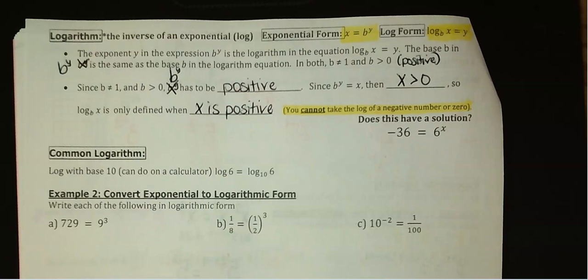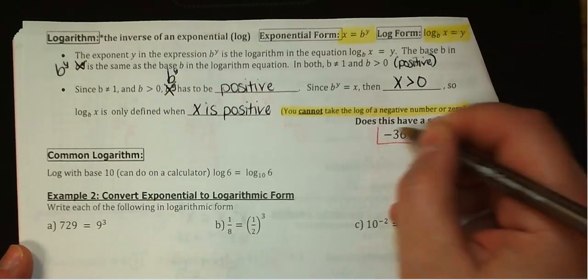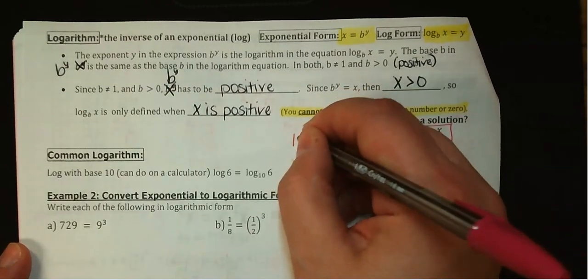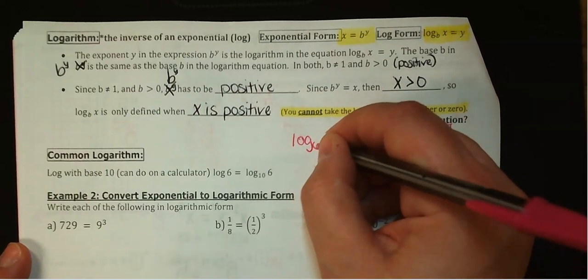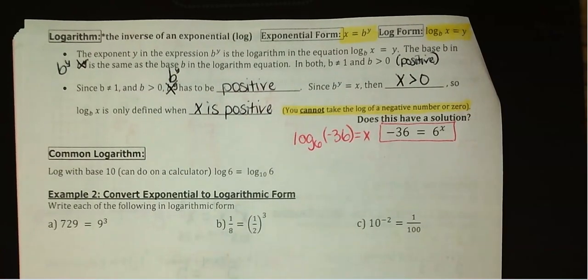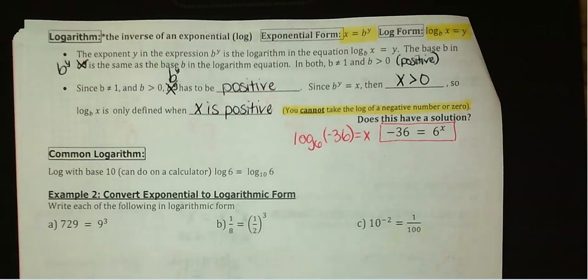Just right under here, I have a teeny tiny little equation. Let me show you how I would convert this real quick. This is an exponential, and it asks, does this have a solution? As a logarithm, it would look like the log base 6 of negative 36 equals x. But let's look at the actual equation I wrote here. Can you think of a number that you could plug in as the power of 6 that would make that negative 36? If I put in a negative exponent, would that make it negative 36? No, this doesn't.